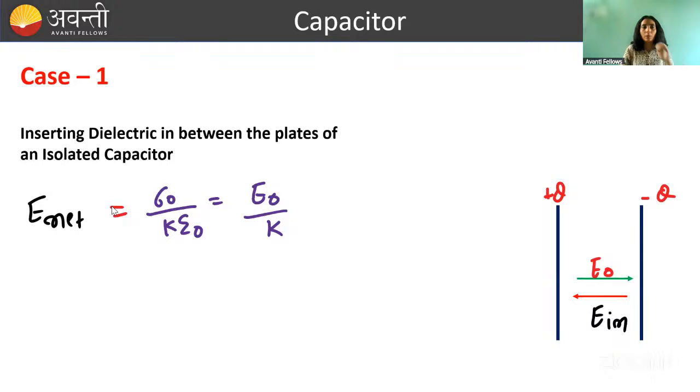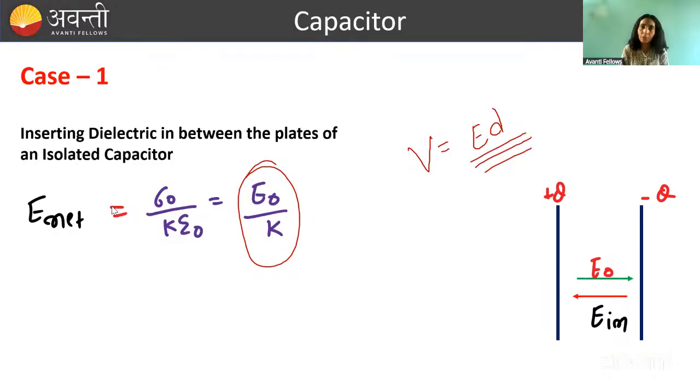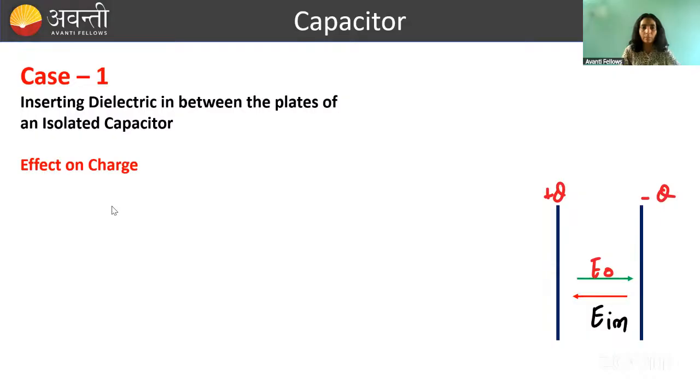Now, E net is how much? This is your E naught by K. Now we can talk about the effect on potential difference. So what did we write for potential difference? V equal to what? V equals ED. So when you are inserting a dielectric in between the space of the capacitor, D is not changing, right? The separation between plates is still the same. So D is constant. The electric field is getting decreased by K times. So the new potential will also get decreased by K times.